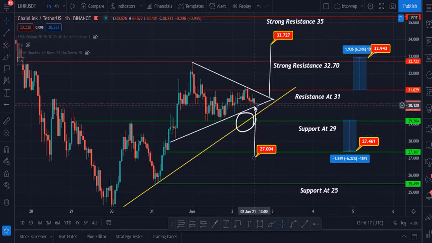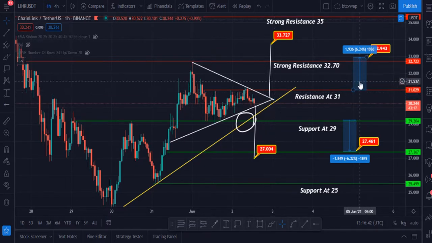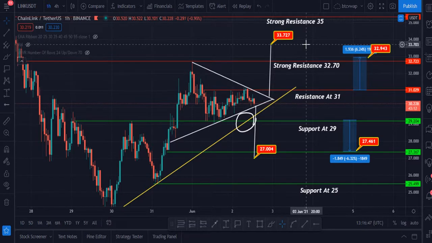We have to focus on this area, $30, $29.5. If Chainlink breaks these two support zones, $30 and $29, in that case, it can go down to $27. And if Chainlink moves towards upside and breaks this upside trend line, in that case, $32, $32.94, and $33.72. These are the targets.